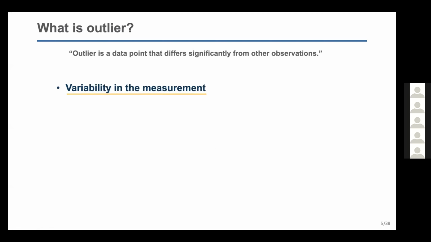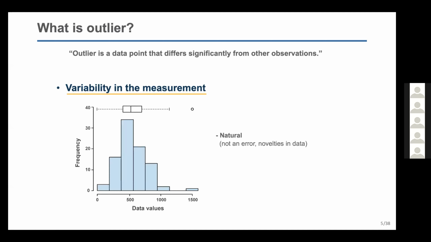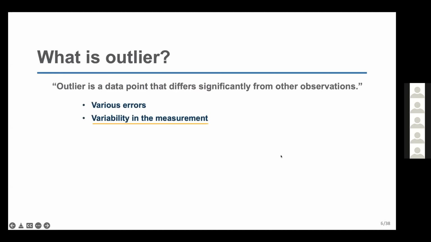But in other cases, an outlier can be real data, just variability in the measurement. If we see one high extreme value and it is not an error, it could just happen naturally, and in this case it could contain some novelty in the data set. So that is the definition and types of outliers, and I'm interested in the outlier as an aspect of variability in the measurement, because in this case we could know this data point might contain something meaningful or interesting about the whole data set.